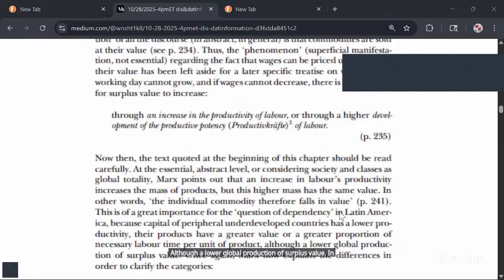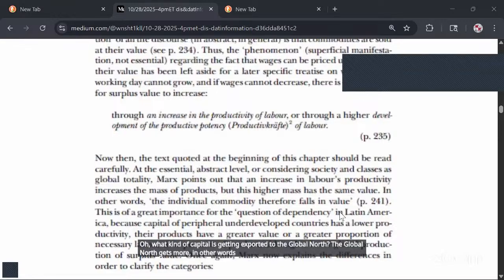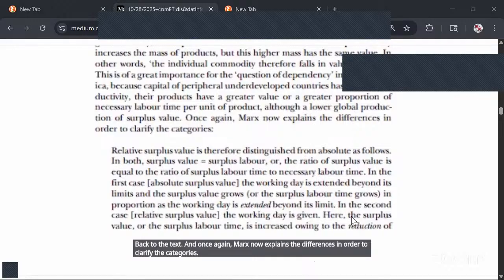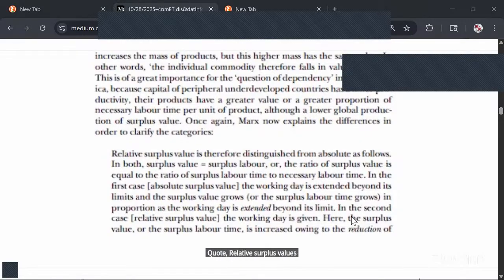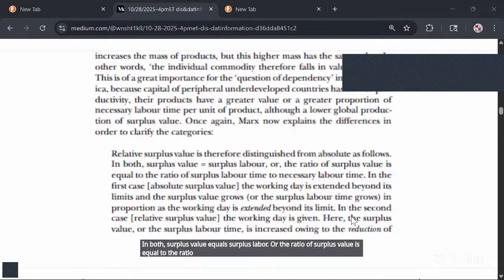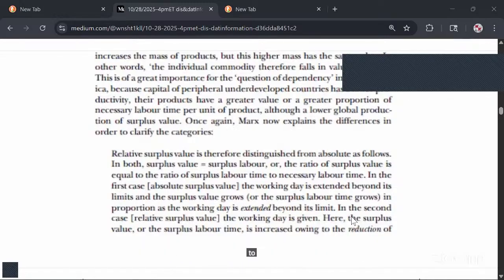In other words, the difference between the global north and the global south, and who gets what kind of capital, is getting exported to the global north. The global north gets more, in other words. Once again, back to the text, Marx now explains the differences in order to clarify the categories. Quote, relative surplus value is therefore distinguished from absolute as follows. In both, surplus value equals surplus labor, or the ratio of surplus value is equal to the ratio of surplus labor time to necessary labor time.